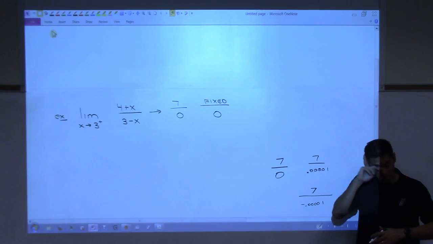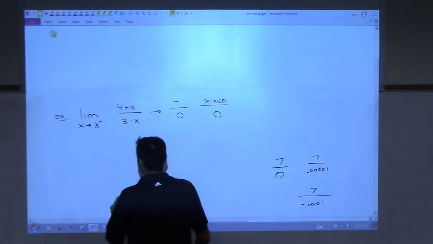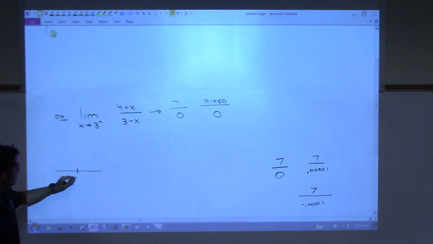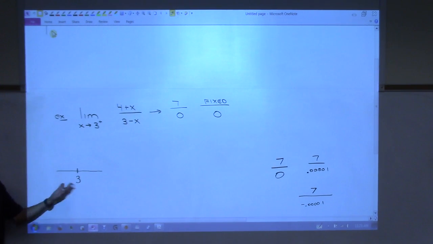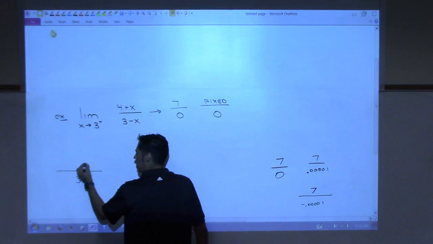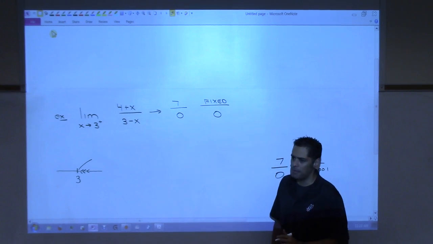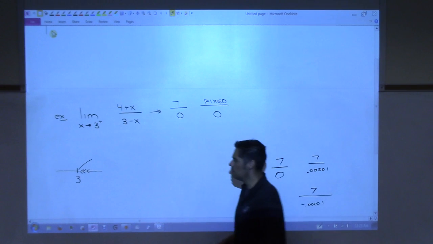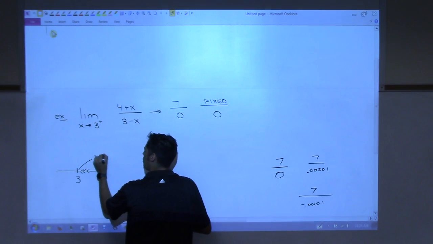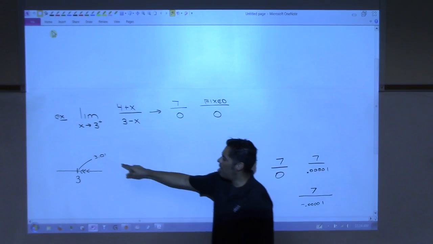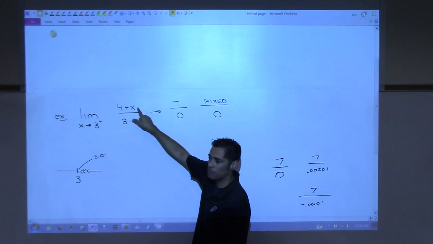With me? Okay, so here's the way I like to do this. I like to draw a couple little pictures. I like to put the number that I'm approaching right here on the number line. There's 3. Which side are we approaching from? From the right side. And then I like to take an example of a number that's just to the right of 3: 3.1, 3.01, anything you want. 3.01. And I ask myself, what would happen if I take that and plug it in here?